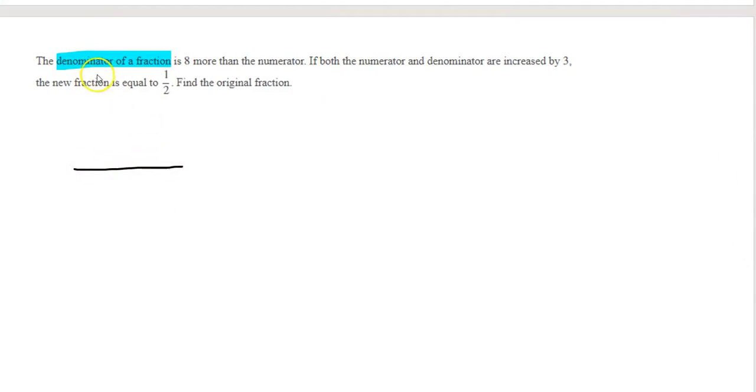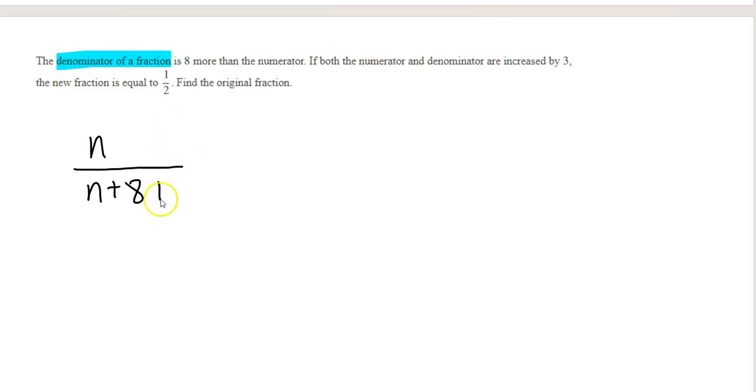And it says, the denominator of a fraction, well, I don't know the original number, but I do know that the denominator is 8 more than the numerator. So if I have n as the numerator here, then the bottom part is going to be n plus 8. Well, if both the numerator and the denominator increase by 3, the new fraction is equal to 1/2.